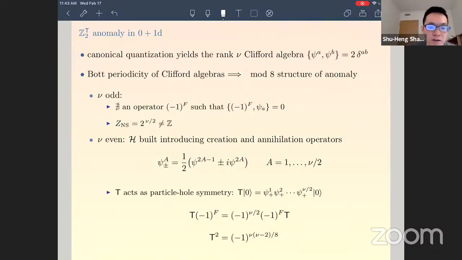Sorry, I have a question here. So when nu is odd, would you say that there's just no Hilbert space at all, or no grading? These are words.